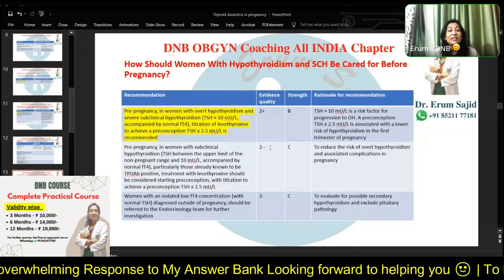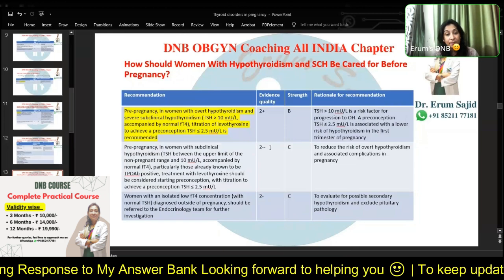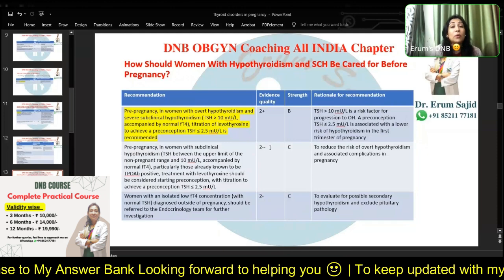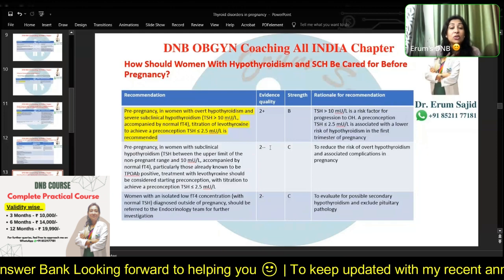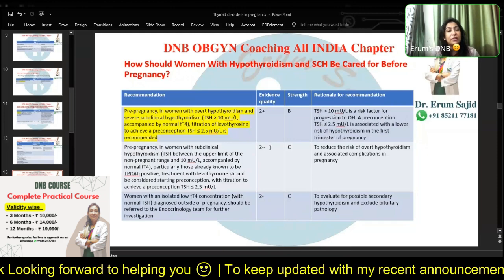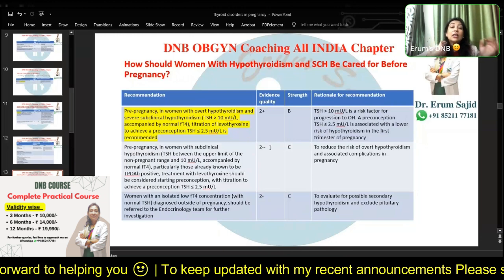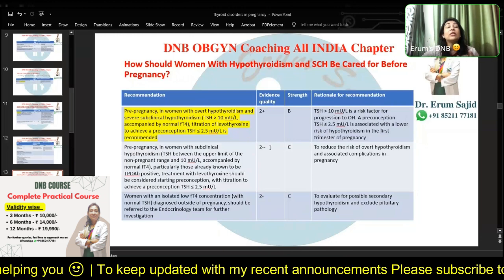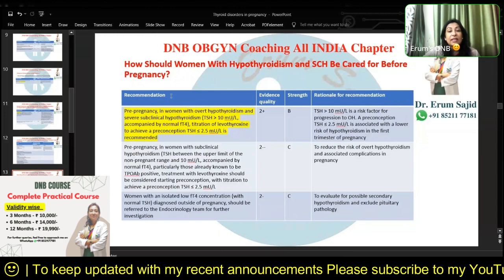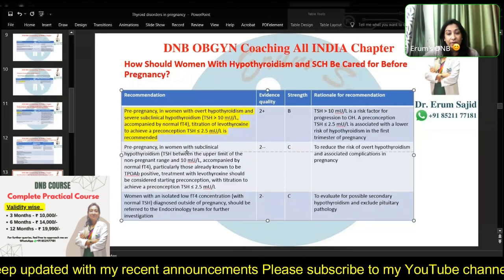Pre-pregnancy in women with subclinical hypothyroidism, particularly those already known to be TPO antibody positive, treatment with levothyroxine should be considered, starting preconception with titration to achieve a preconception TSH less than 2.5. Now, this was a confusion for a really long time. See, there are people with subclinical hypothyroidism.